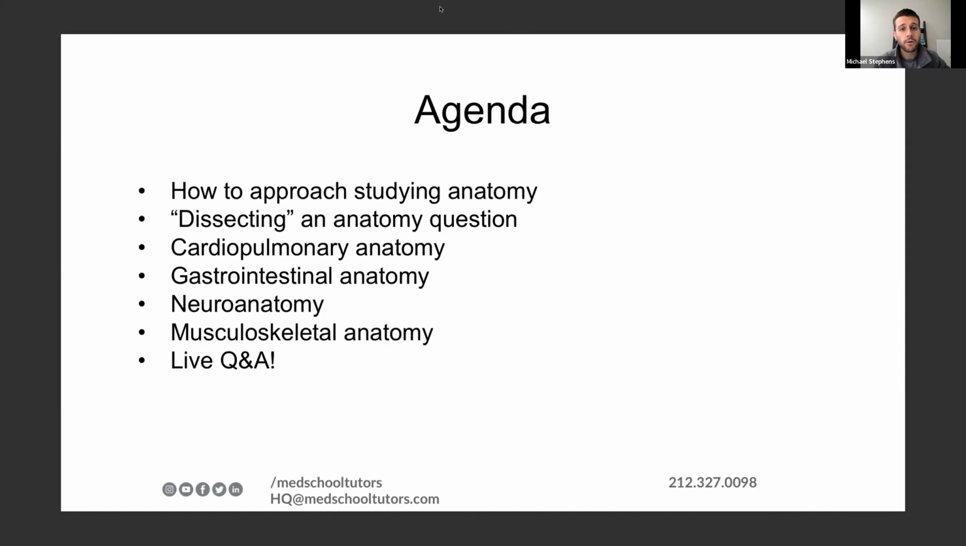What we're going to spend some time on is how to approach studying anatomy, how to approach an anatomy question in and of itself, how to dissect that down, if you will. We're going to spend a lot of time going through practice questions, and that's going to relate to the big 4 that I pulled down: cardiopulmonary anatomy, basically your thorax, the mediastinum, the heart, the lungs, everything around them. The gastrointestinal anatomy, and that's going to be a lot of the GI and abdominal anatomy.